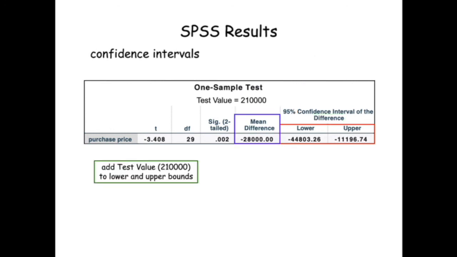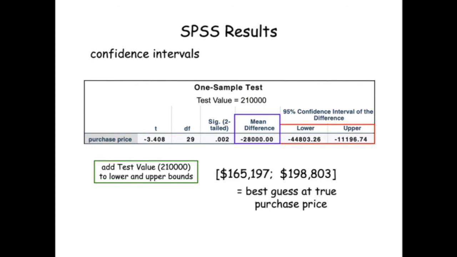If we want to estimate the true purchase price of homes sold in Buffalo, we add the test value to both the lower and upper bounds. We can then say that we are 95% confident that the true purchase price was between approximately $165,200 and $198,800.